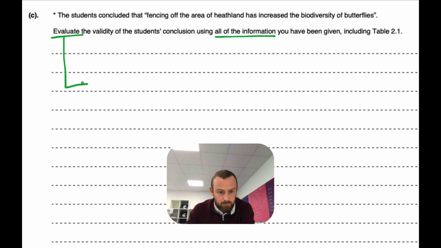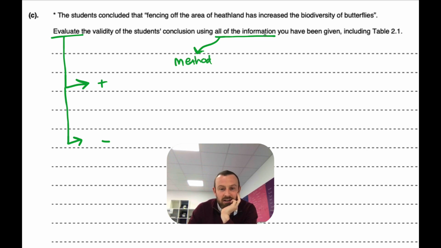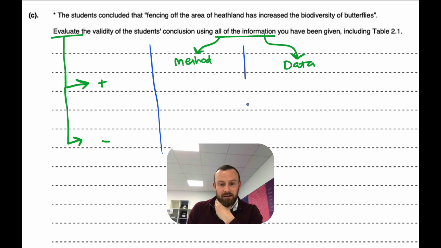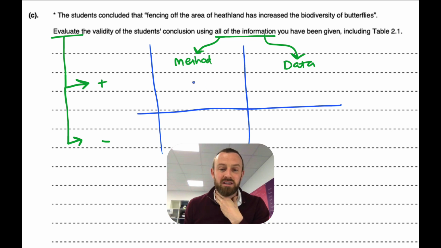Evaluate means plus and minus. We want to be thinking about maybe 2 or 3 things to say for positive and 3 things to say for negative. And all of the information, well, what have we got? We've got the method. They told us about the method. And we've also got the data. So maybe that's a way of planning it, okay? We want to say some positive stuff about the method or the data and some negative stuff. Maybe we want to break it down like this and do a little grid. So what can we say about the method?